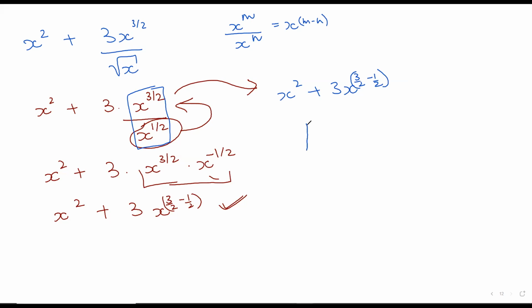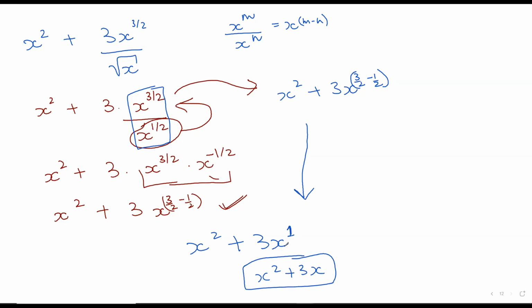So then we come to the same conclusion, x square plus 3x. And what is 3 by 2 minus 1 by 2, Hamna? It is 1, right? 3 by 2 minus 1 by 2 is 1. So we are left with x square plus 3x. Now, is this a polynomial? Yes, ma'am. Okay. So option C is the right option.